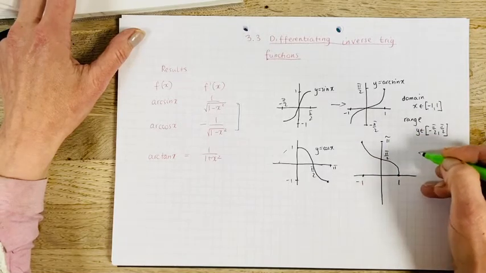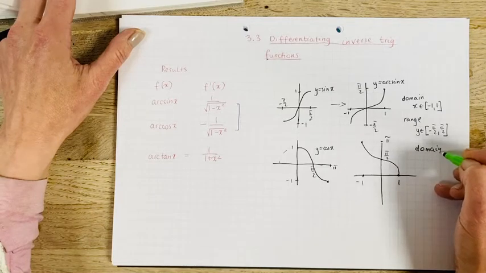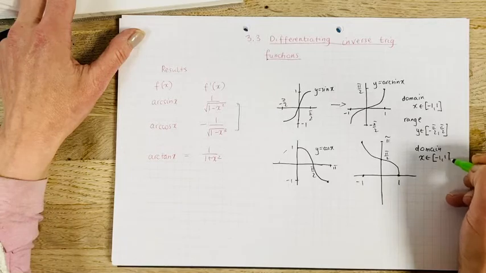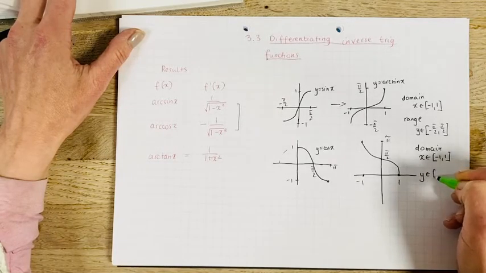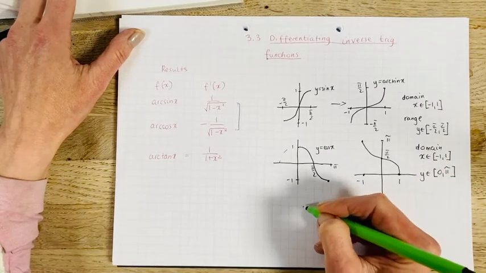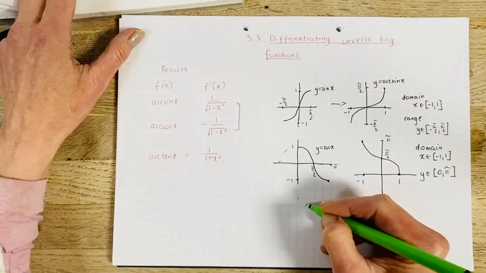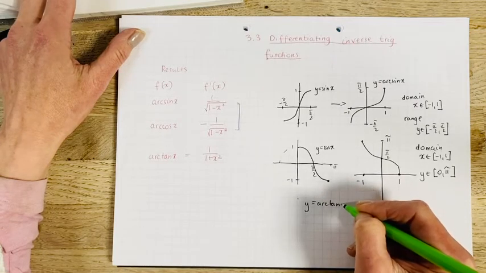And you can see the domain is all the x's between minus 1 and 1, and the range is all the y's between 0 and pi this time. Okay, and arctan, I'll just draw arctan for you without drawing tan.